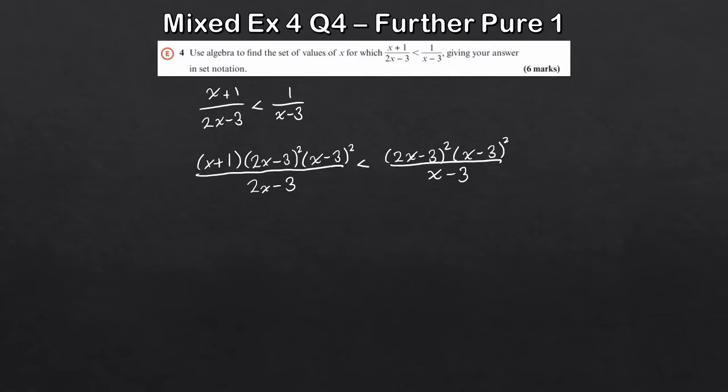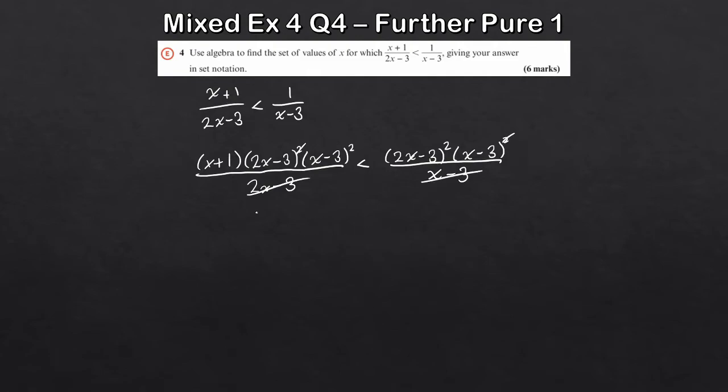Now at this stage, like you can always do, we can start simplifying straight away. One of those 2x minus 3's in the numerator will cancel with the denominator. We have the same with the right hand side here. We've got an x minus 3 in the denominator, and we've got 2 lots in the numerator, so we can cancel 1 like that.